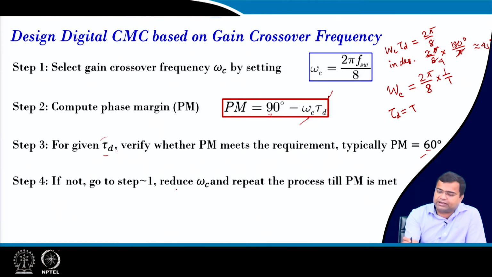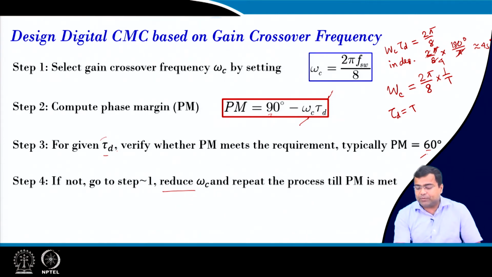Then you may have to reduce omega c. If we reduce the omega c, then we can reduce the phase contribution, because the delay we cannot change. Delay is coming from the digital controller, based on what ADC you are using and what DPWM delay, we cannot do anything, but we can reduce this product term by reducing omega c. That means we have to reduce the crossover frequency.